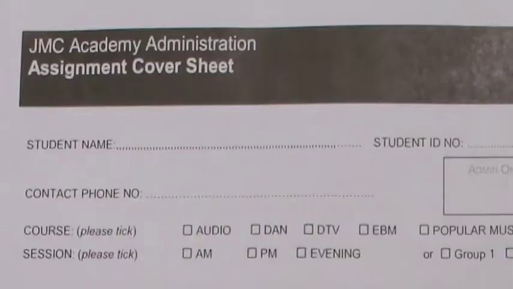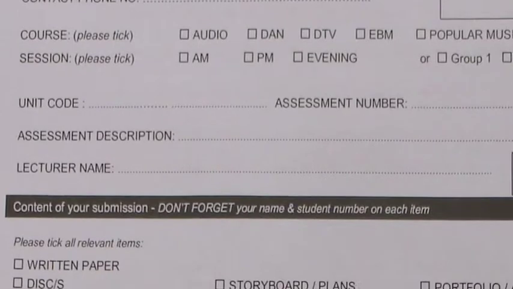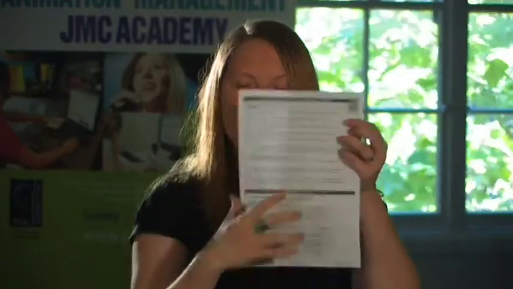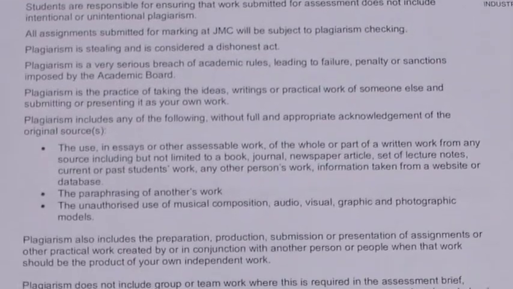Plagiarism is dishonesty and is attempting to hand in someone else's work other than your own. By not referencing or citing where you got your information from, you can be accused of plagiarism. At JMC, when you hand in an assignment, you have to fill out an assignment cover sheet. On the back of the assignment is a plagiarism declaration.